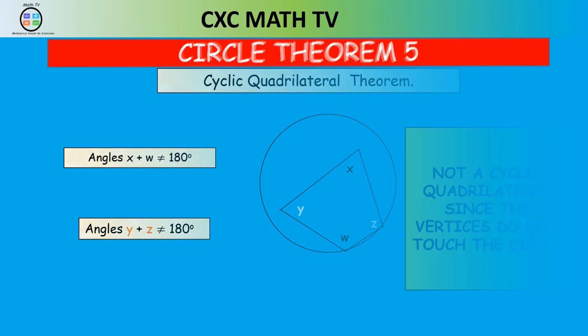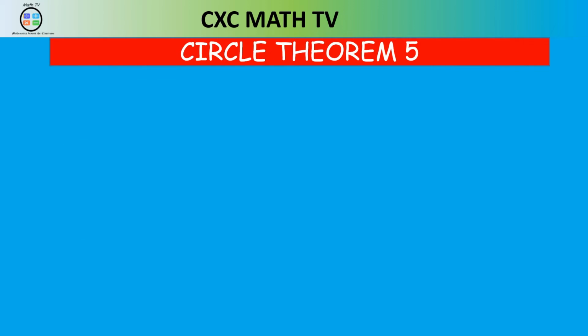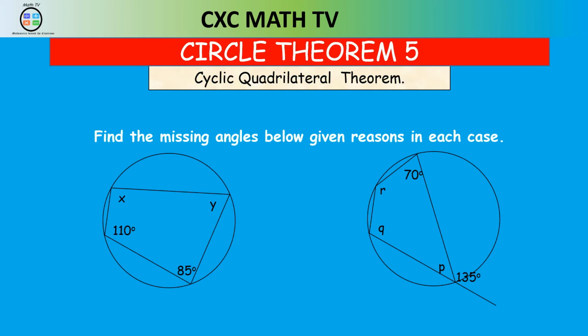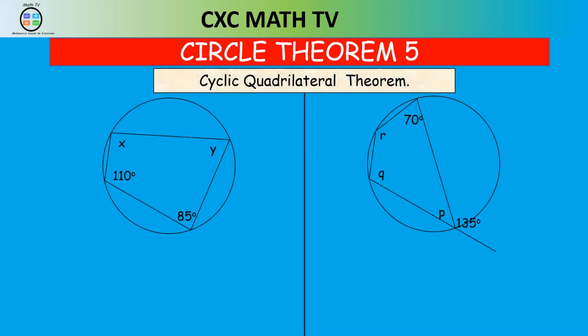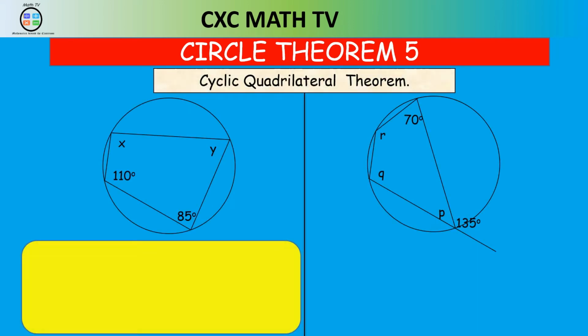So now let's use the cyclic quadrilateral theorem to find the missing angles in these two diagrams. Pause the video and attempt. So on the left hand side, opposite angles in a cyclic quad sum to 180, so x plus 85 is 180. And so x is 180 minus 85, which is 95 degrees.